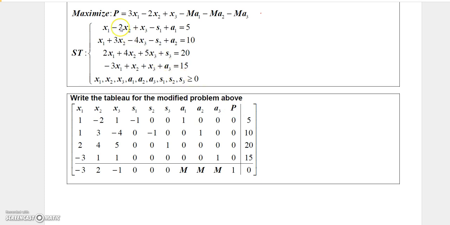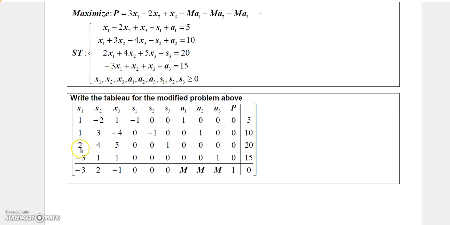Now, once it's in this modified problem form, since these are all equations, we can just put in the coefficients here. Let's read across as I put in the values. 1x1 minus 2x2 plus 1x3 minus s1 plus 1a1 equals 5. Now let's read the second equation. 1x1 plus 3x2 minus 4x3 minus 1s2 plus 1a2 equals 10.